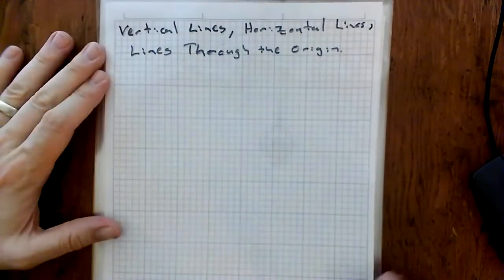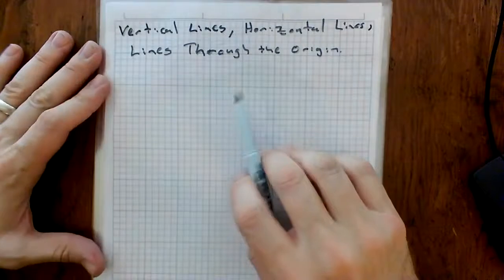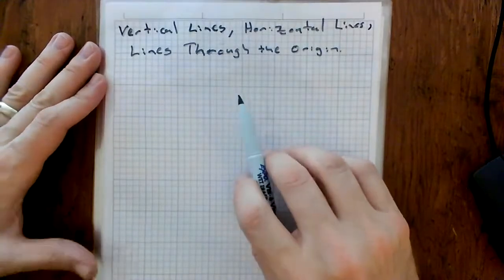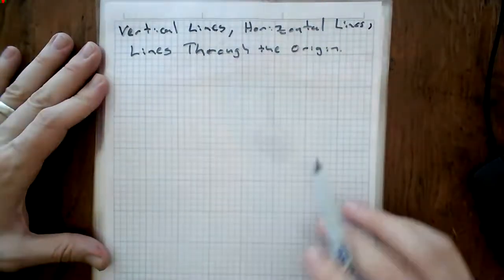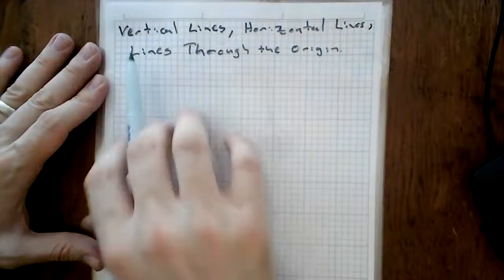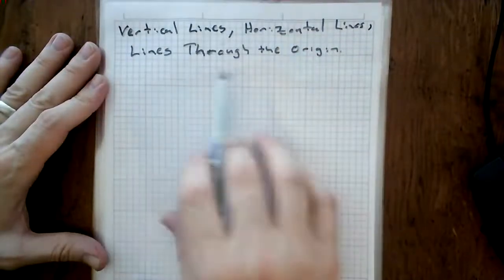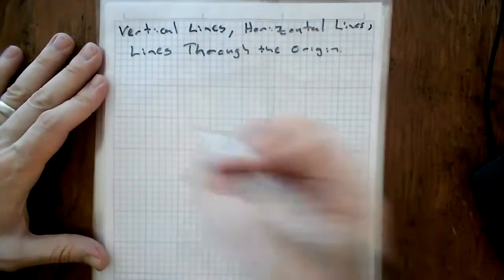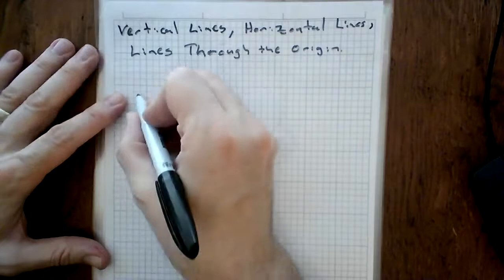Okay, we're going to talk a little bit about a couple different types of lines that we have not really talked about in any of our other videos. We're going to talk about vertical lines, horizontal lines, and lines that go through the origin. So let's start with vertical lines.